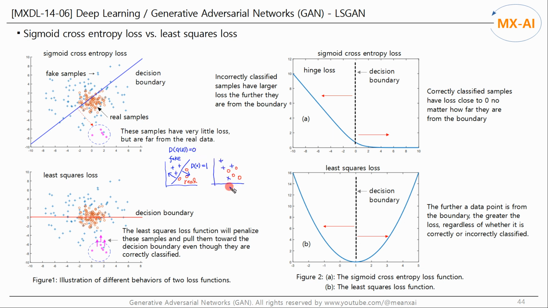If the fake data gets a little closer to the real data, the decision boundary will probably look like this. Then d of x will decrease, and d of g will increase. For example, d of x might decrease to 0.7, and d of g of z might increase to 0.3. If the fake data and the real data are very similar like this, then both d of x and d of gz will be 0.5.